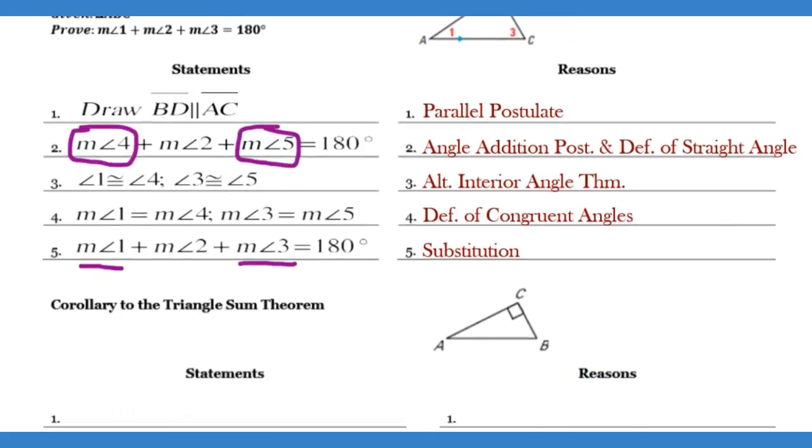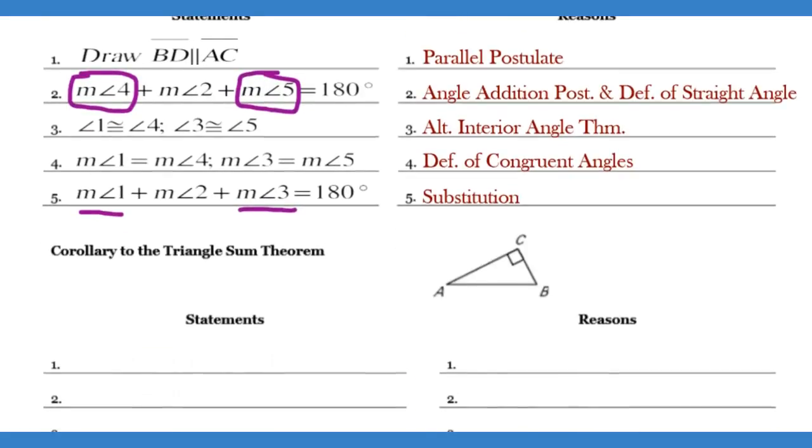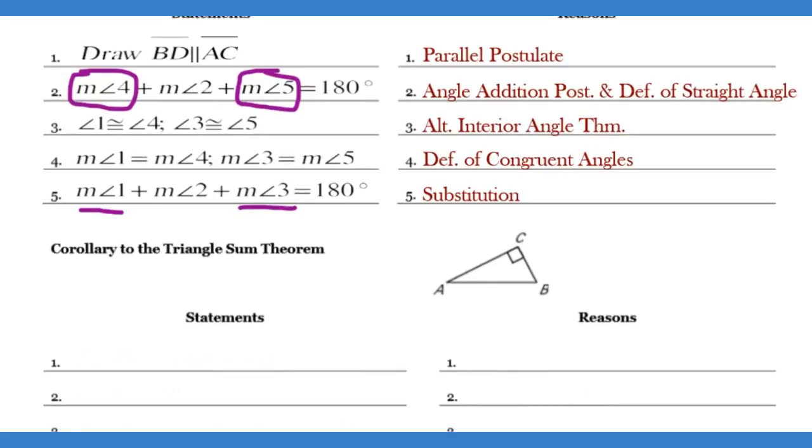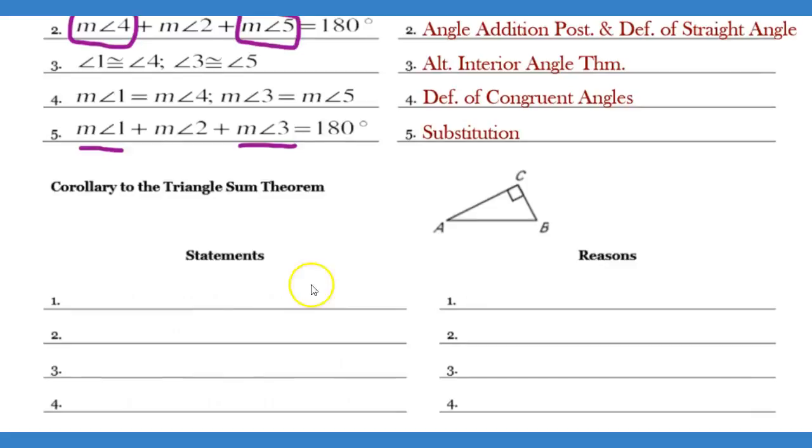All right, the corollary to the triangle sum theorem. So remember, my corollary should be slightly easier to prove. It's not quite as hard. And I'm given this right triangle ABC. So I'm going to call that given. Triangle ABC is a right triangle. Given.